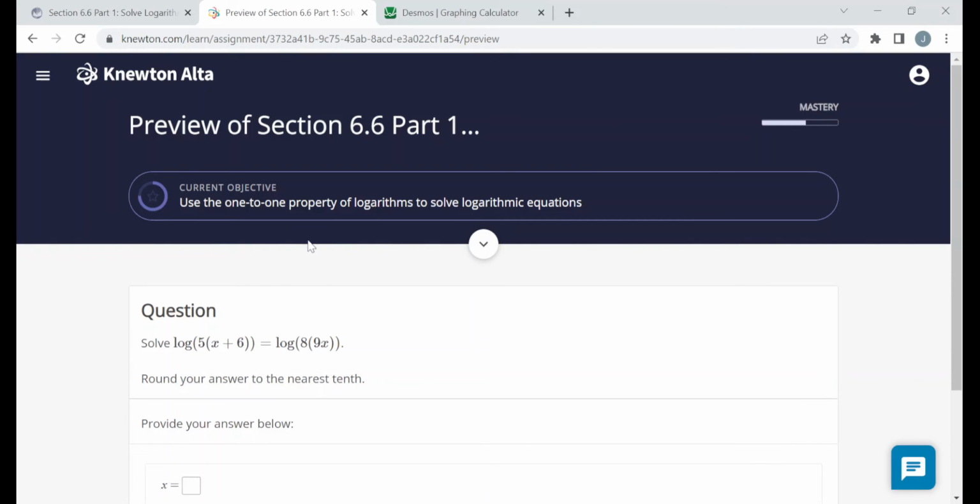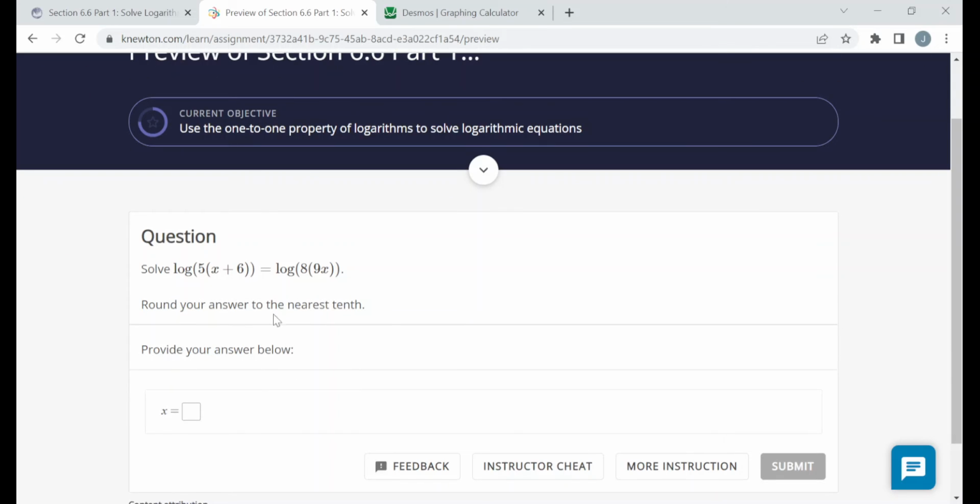All right, and it looks like one more of these one-to-one properties, and it's another one where both sides already have a single log. So I can use the one-to-one property immediately and just set the inputs equal to each other and solve for x. And once again, we're asked to round the answer to the nearest tenth. Just remember to read the instructions. Make sure you know how they want you to enter your answers.